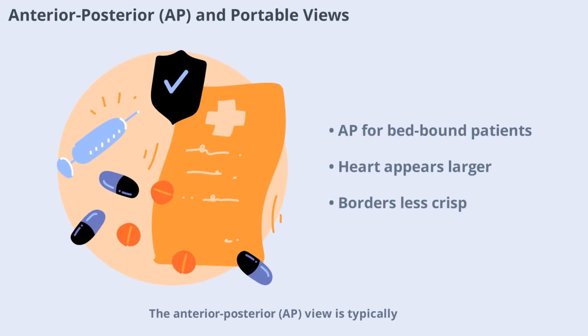The anterior-posterior, AP, view is typically used for patients who cannot stand, such as those on bed rest. In this view, the X-ray plate is behind the patient's back, and X-rays pass from front to back. This can make the heart appear larger and its borders less distinct, since the heart is farther from the plate. Portable X-rays are convenient, but may not show thoracic structures as clearly as PA views. Always consider the view when interpreting the size and clarity of anatomical features.